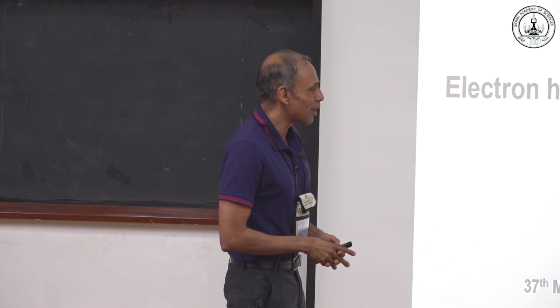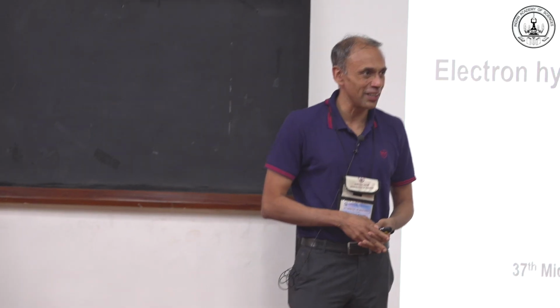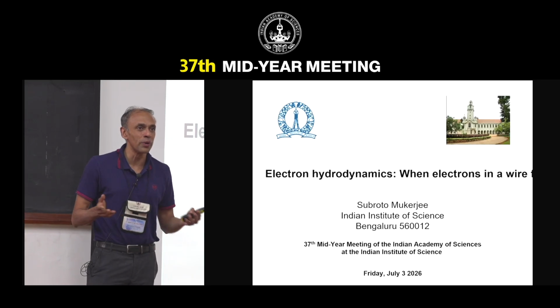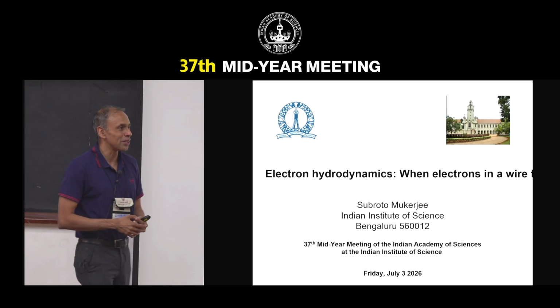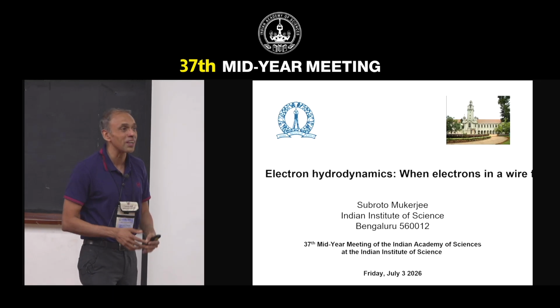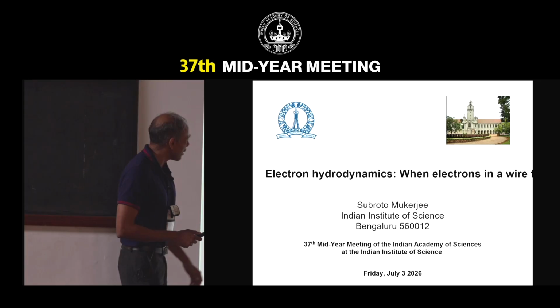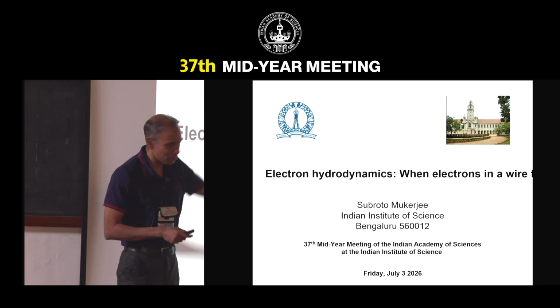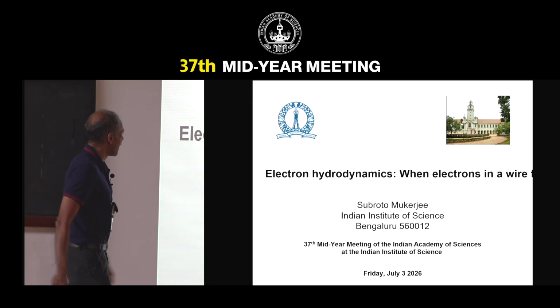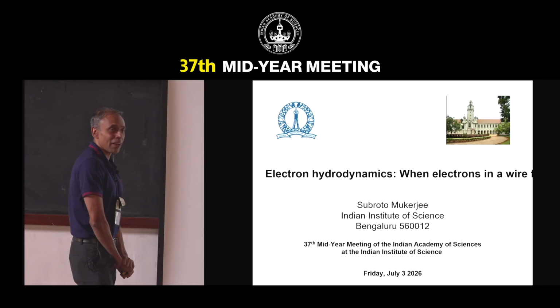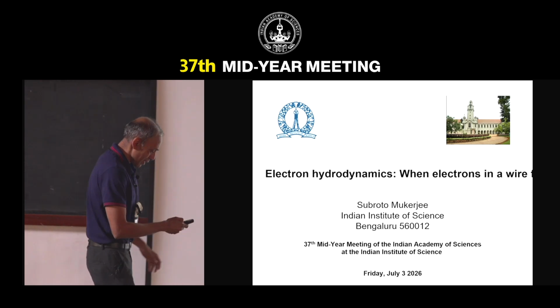I'm going to tell you about the flow of electrons in certain metallic systems, which is more like the flow of a fluid like water through a pipe, rather than the flow of electrons in more conventional metallic systems like metallic wires. For some reason, the title of my talk seems to have got chopped off on this slide. The full title is Electron Hydrodynamics: when electrons in a wire flow like water through a pipe.